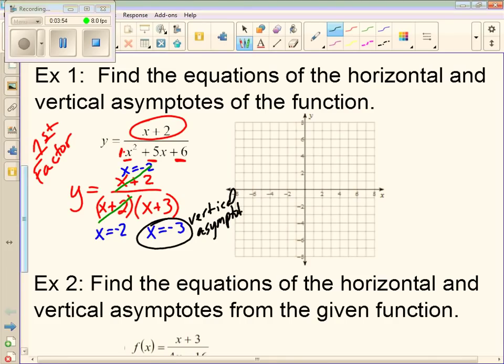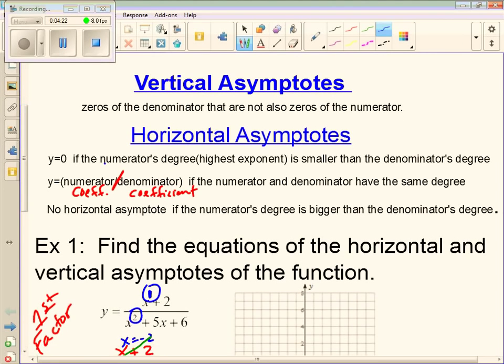Okay. We look at horizontal asymptotes. When you're looking at horizontal asymptotes, we look back at the original function. We look at what's the biggest degree of the numerator. Biggest degree of the numerator is 1. Biggest degree of the denominator is 2. So the numerator's degree is smaller than the denominator's degree, and our horizontal asymptote is y equals 0.